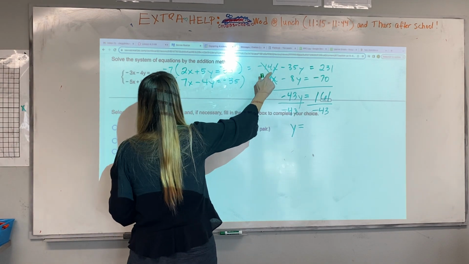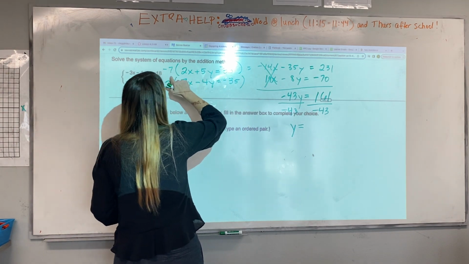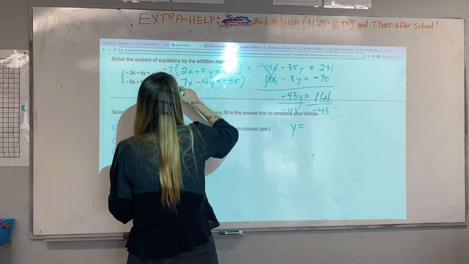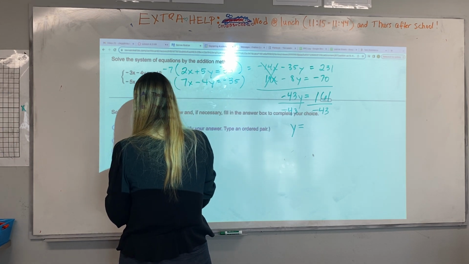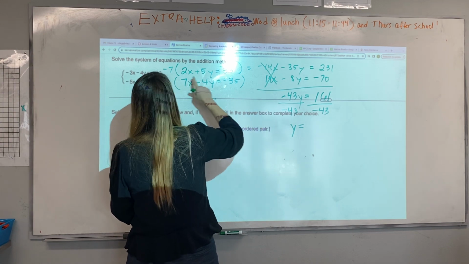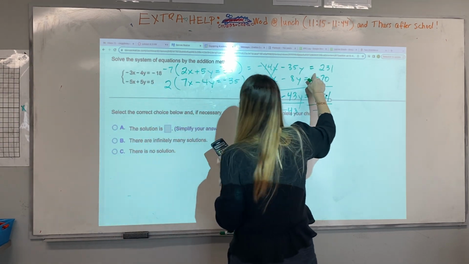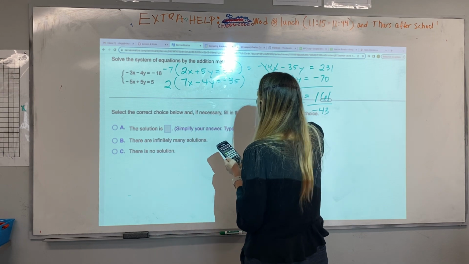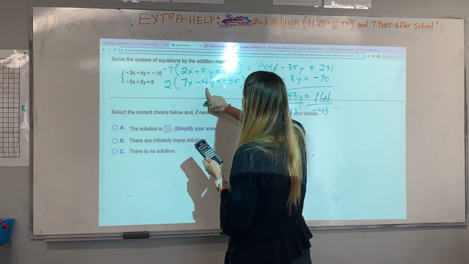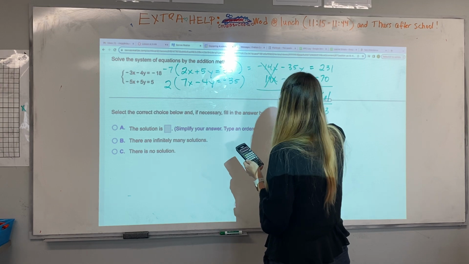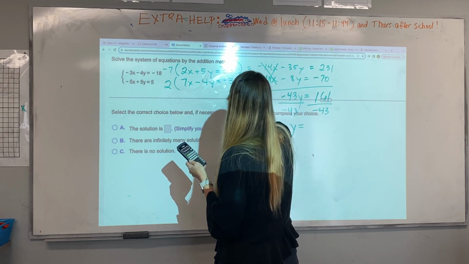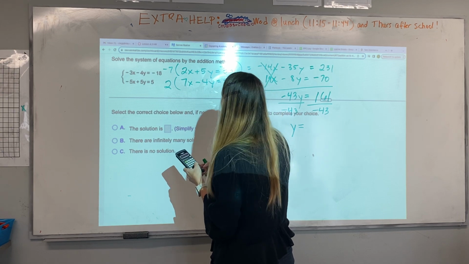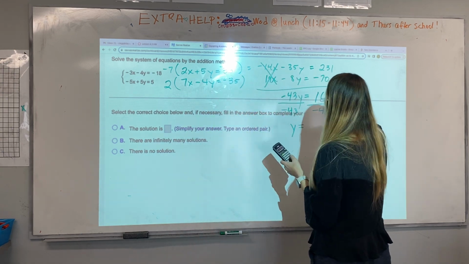Negative 14x, negative 35y, yeah. And then let me just do 7 times 33 again. 231, and that would be a positive 231. And then 14x, negative 8y, and then 35 times 2 is 70, right? Yeah. Okay, and that would be a negative 70.